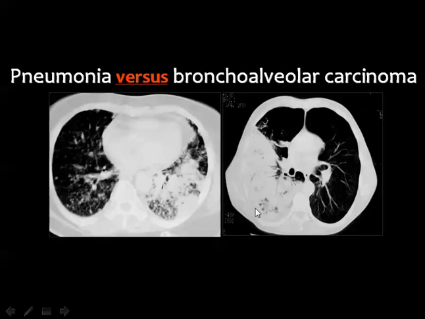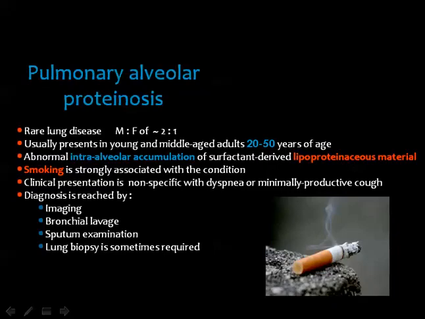Then compare between pneumonia and alveolar cell carcinoma. Pneumonia is a peripherally distributed lesion. Alveolar cell carcinoma is not a peripherally distributed lesion in most of the cases. Pneumonia should not have nodules in the opposite lung or in the same lung. But in alveolar cell carcinoma, one of the important findings is to see nodules in the same lung or nodules in the opposite lung.